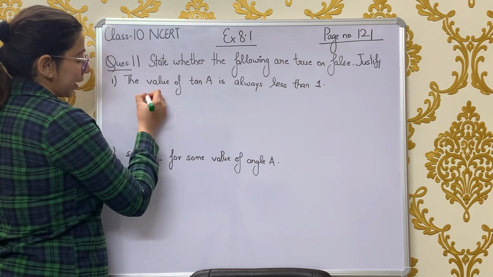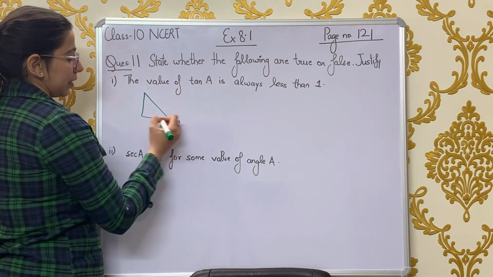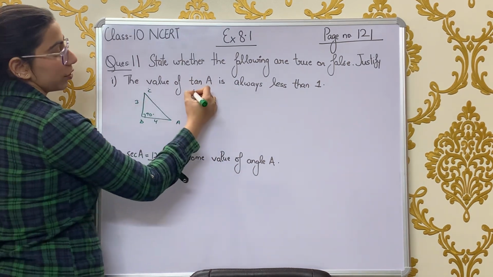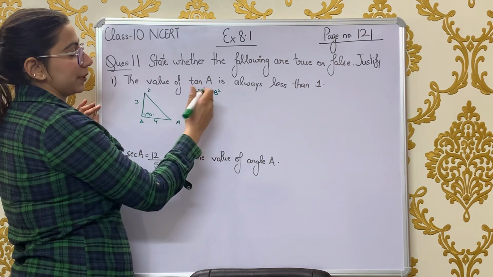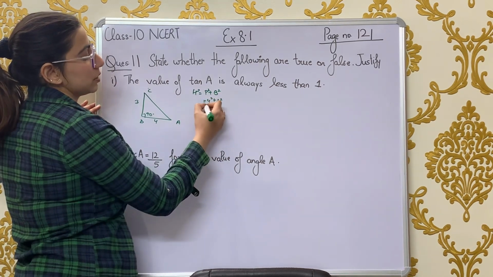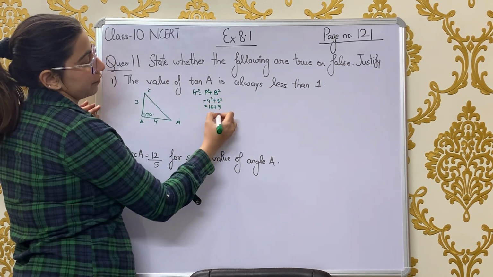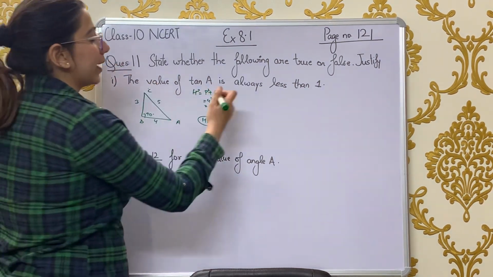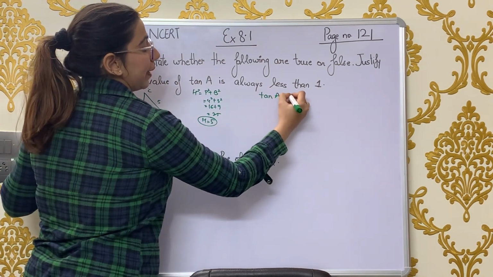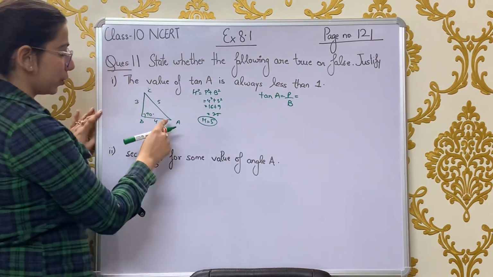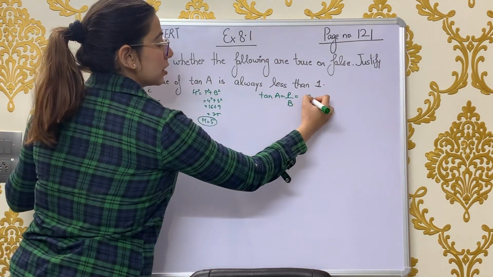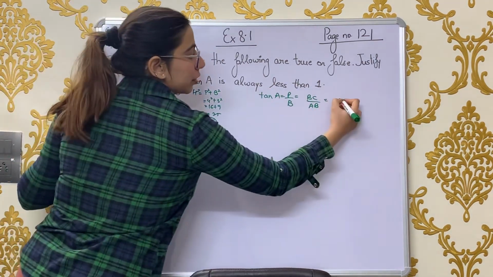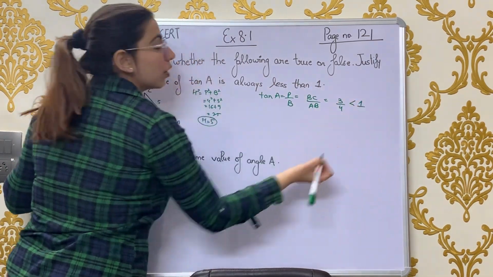So, let's consider a right angle triangle ABC. Consider the perpendicular as 3, base as 4. So, using the Pythagoras theorem, hypotenuse square is equal to perpendicular square plus base square, which is 4 square plus 3 square, equal to 16 plus 9, 25. H comes out to be 5. We can get the hypotenuse as 5, right? Now, tan A is equal to perpendicular by base. So, here our perpendicular is BC and our base is AB. So, what we get is 3 by 4, which is less than 1.